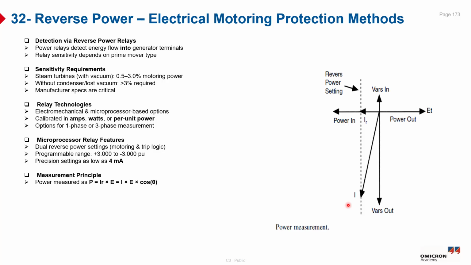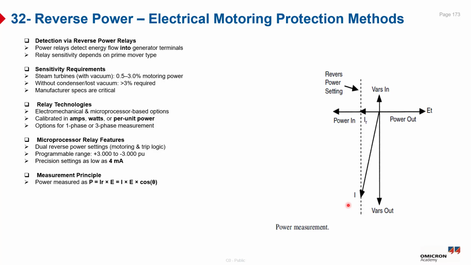And the sensitivity of this detection depends on the type of the prime mover, as we explained. For condensing steam turbines operating under vacuum, even a small reverse power level, about 0.5 to 3% of the rated power, indicates motoring. And if the condenser vacuum is lost, a higher setting will be needed. So it's always best to refer to the manufacturer data for the exact motoring power limits and safe duration.